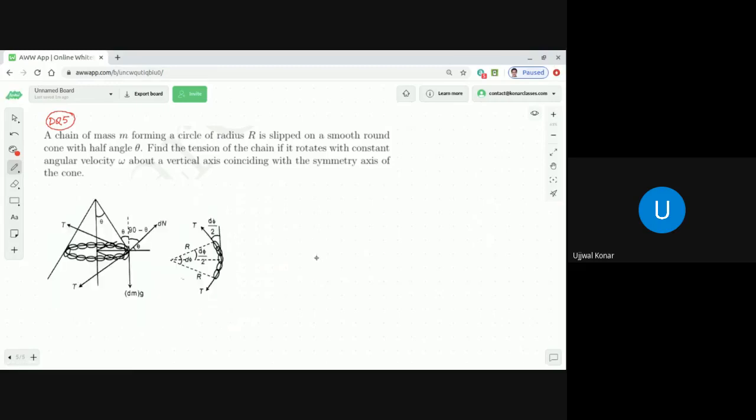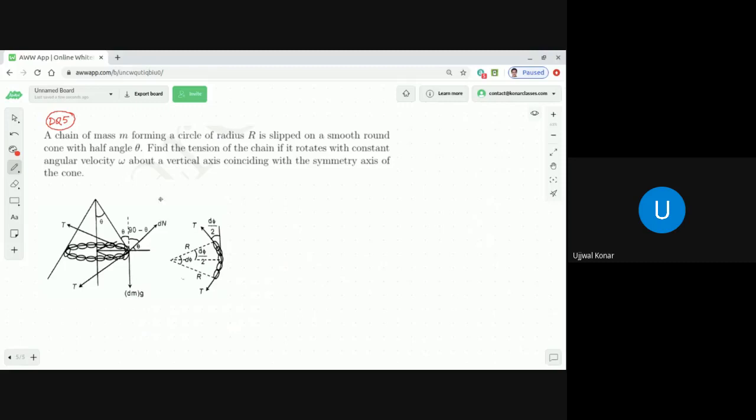So a chain of mass m moving in a circle of radius r, capital R, is slipped on a smooth round cone with half angle theta. Find the tension of the chain if it rotates with constant angular velocity omega about a vertical axis coinciding with the symmetry axis of the cone. Absolutely, it should be coinciding.